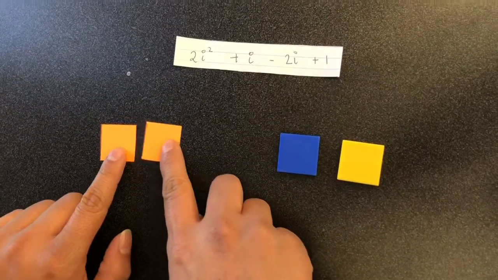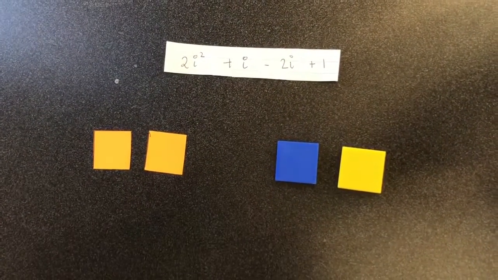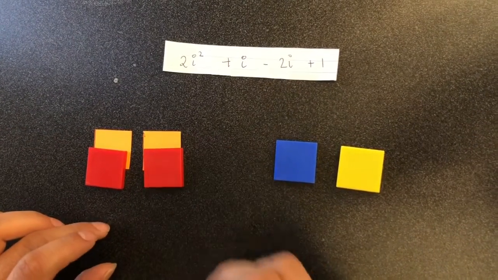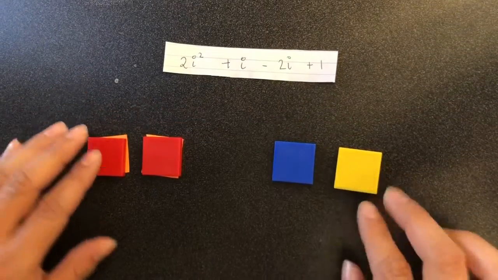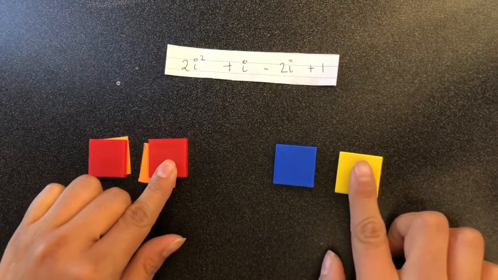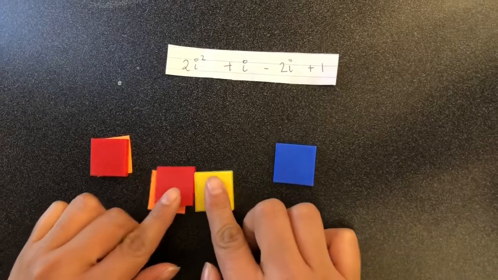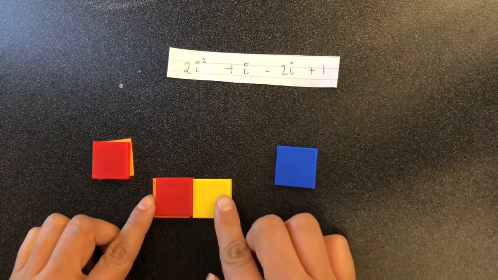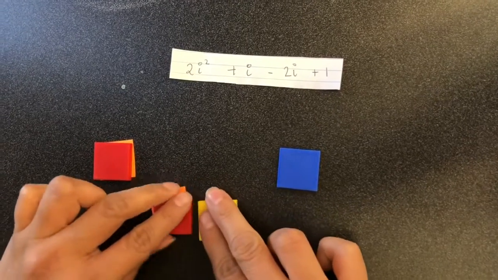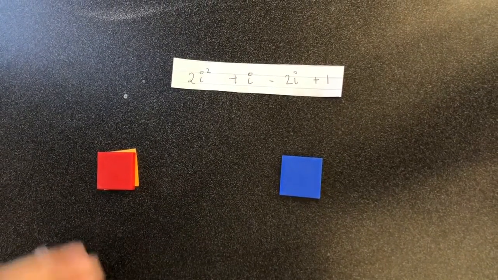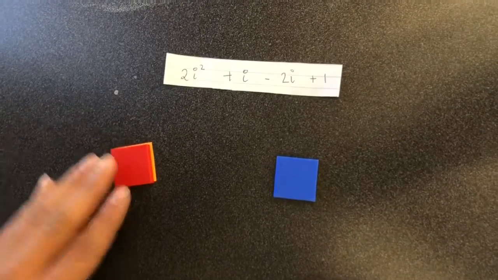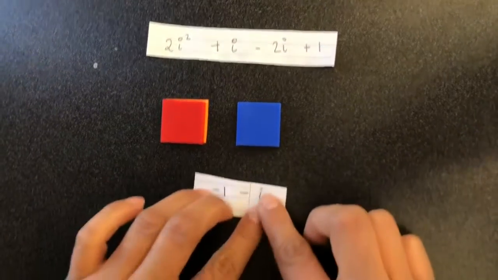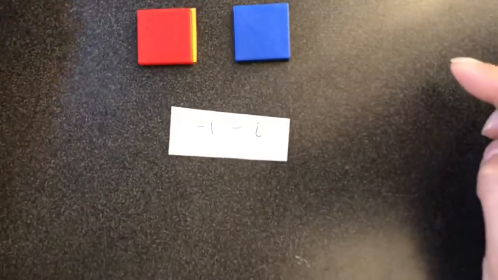Now each i squared is the same thing as saying that we have a negative 1 and a negative 1. Since right here we have a negative 1 and we have a positive 1, we have zero pairs, so they cancel out, and at the end we're left with a negative 1 minus an i, which is the solution that we have for this expression.